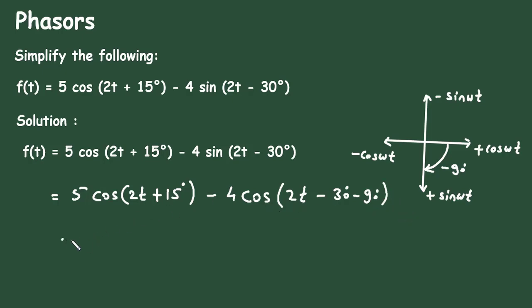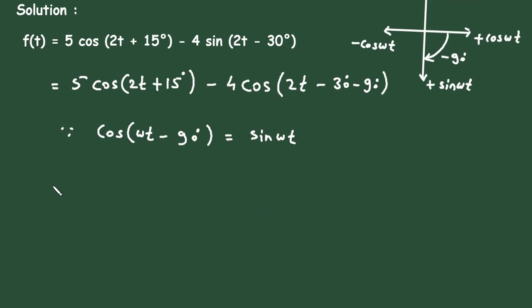Here we can write, since cos(omega t minus 90 degree) is equal to sine omega t. Now here this will be 5 cos(2t plus 15 degree) minus 4 cos(2t, and this will be minus minus plus, so minus 120 degree).